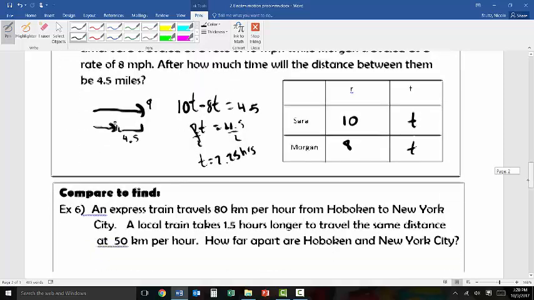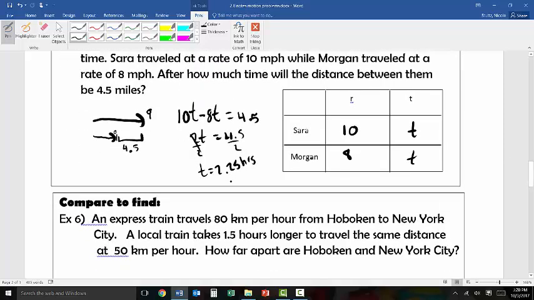So you should get 2.25 hours. That's the same thing as 2 hours and 15 minutes. In case you didn't know, 15 minutes is a quarter of an hour. It's half of a half.